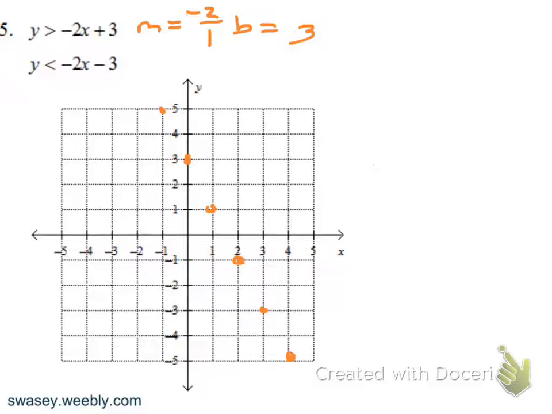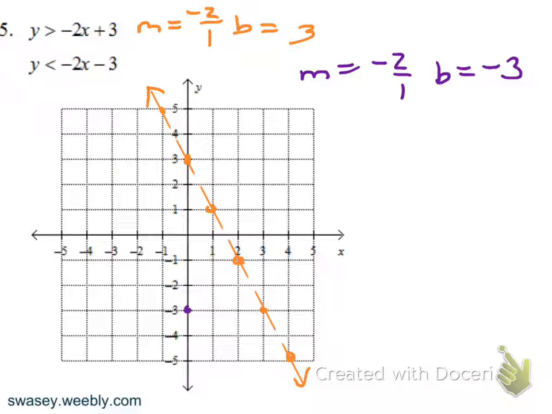This one's a dashed line. For the second one, our slope is -2/1. Y-intercept's -3, so put a point at -3 on the y-axis. From there, we'll go down 2 to the right 1. You can also go up 2 to the left 1. This one's going to be dashed as well.